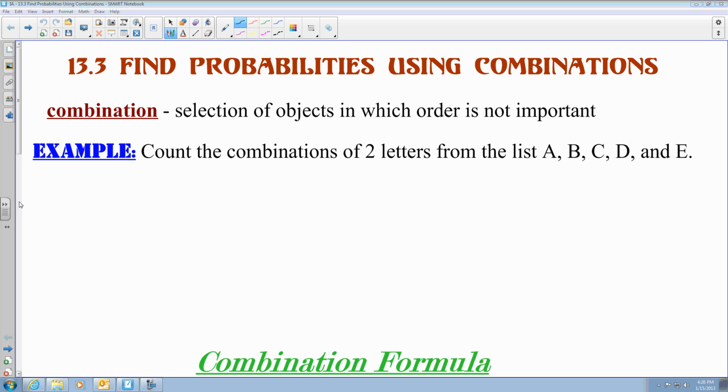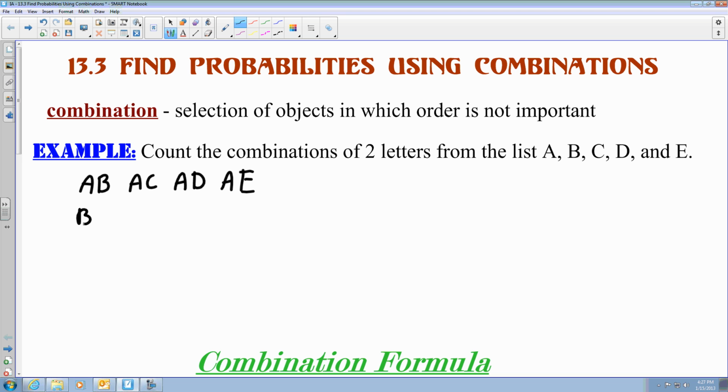I'll explain this a little bit further. Say for this example, we have to count the combinations of 2 letters from the list of A, B, C, D, and E. Now we're not going to repeat anything. First off, I'm going to make a list of all the permutations that I could find. So let's go right off the bat. Let's say it's A, B. That's 2 letters. So then it could also be A, C, A, D, and also A, E.